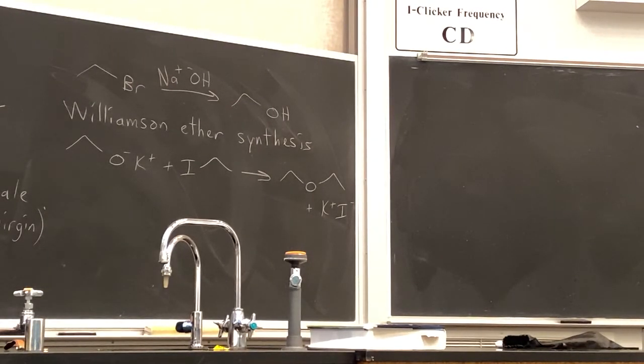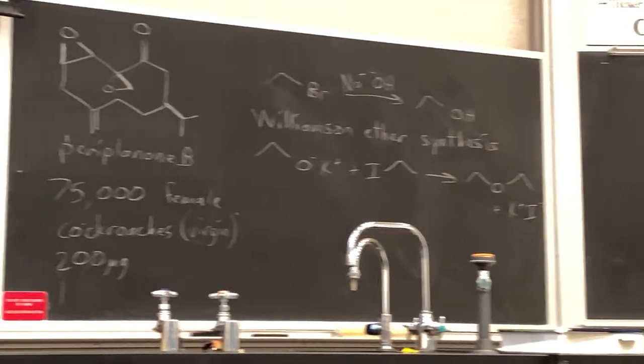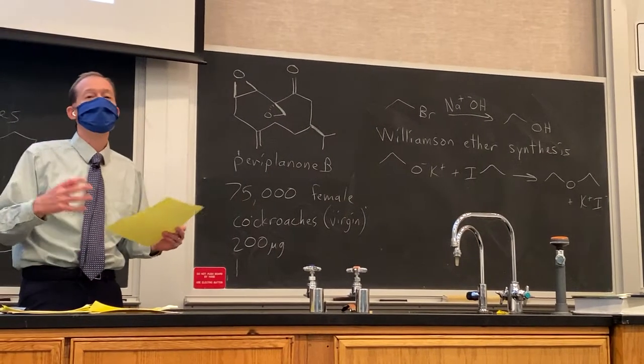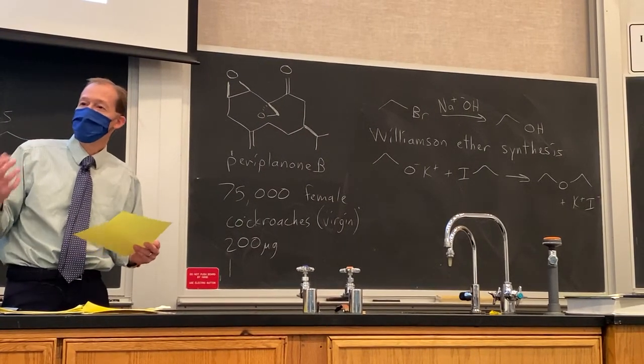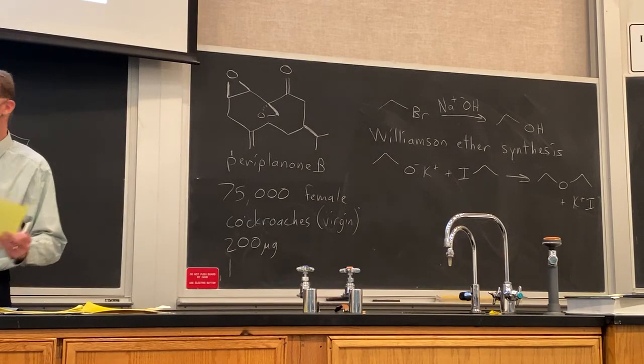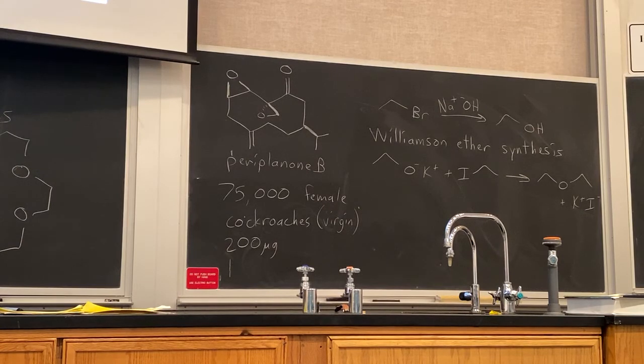If we wanted to synthesize an unsymmetrical ether with two different alkyl groups, we would have two different combinations of an alkoxide and an alkyl halide that could, in theory, be used to construct that type of ether. So the question is, would both of those methods work? And if so, would they be equally effective, or would one work better than the other? And we're going to answer that question by doing an iClicker question.